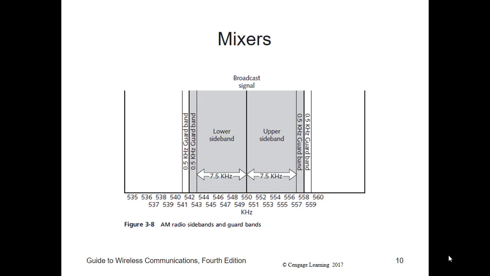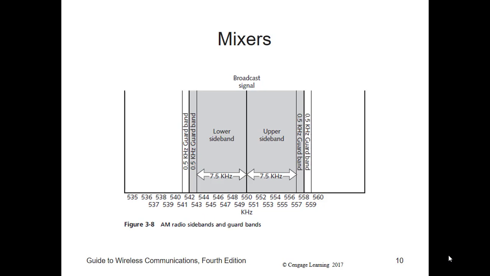The sum and the difference are known as the side bands of the frequency because they fall above and below the center frequency of the carrier signal. One way to think of the side bands is by considering AM radio signals. AM broadcast radio is confined to a frequency range of 535 to 1605 kilohertz. In an AM broadcast radio signal, the side bands are typically 7.5 kilohertz wide. So a radio station on the AM dial uses a total of about 15 kilohertz of bandwidth to transmit a signal, a single audio channel or voice.